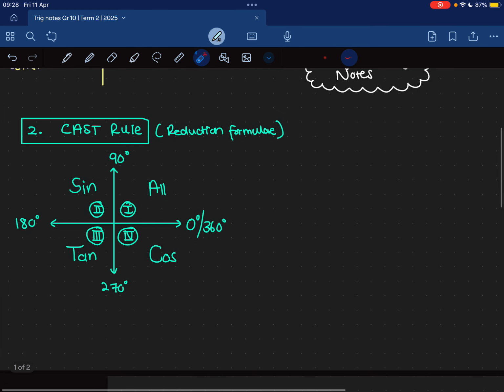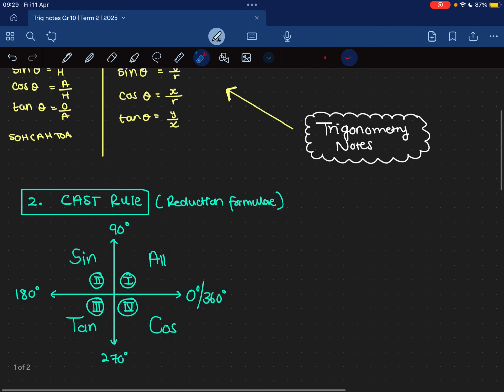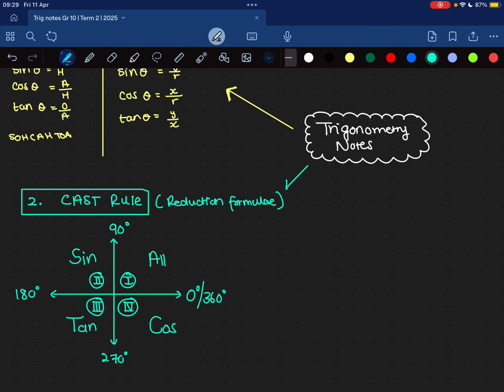Okay, so this is vital to remember because we're going to use it later on in grade 11, but you also need to use it for our ratio calculations, which we did around the last week of last term.